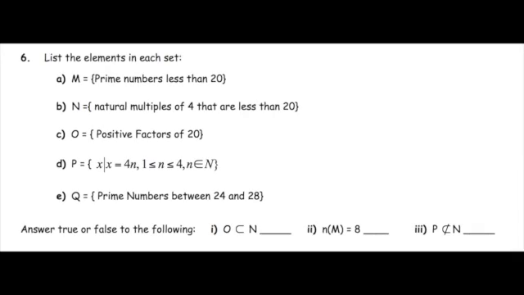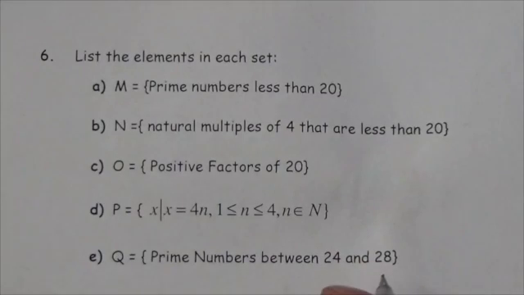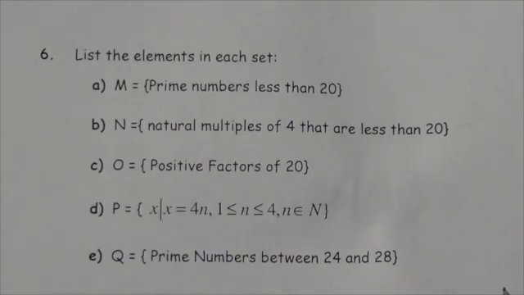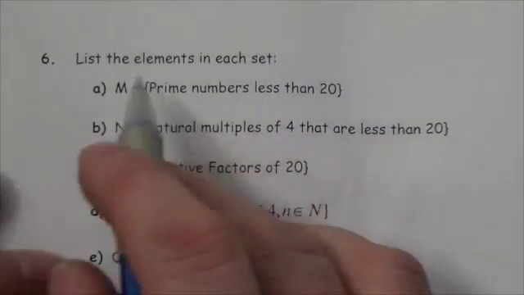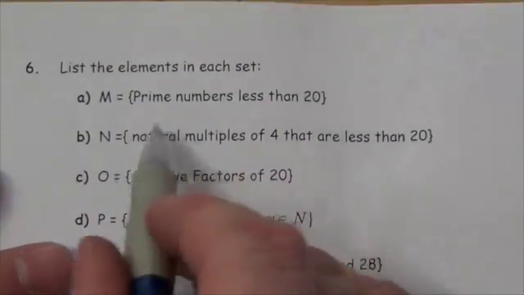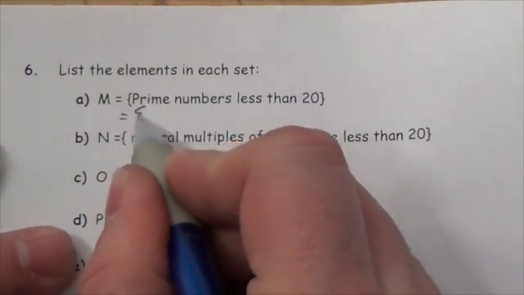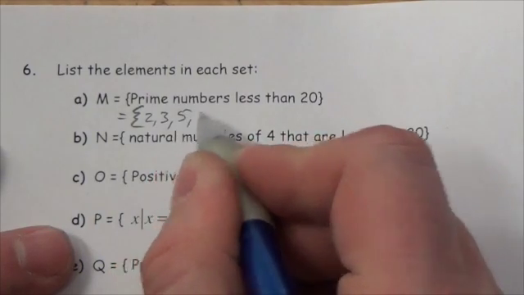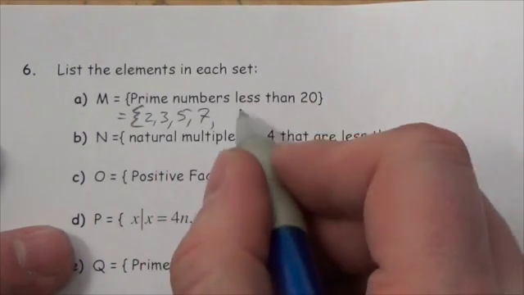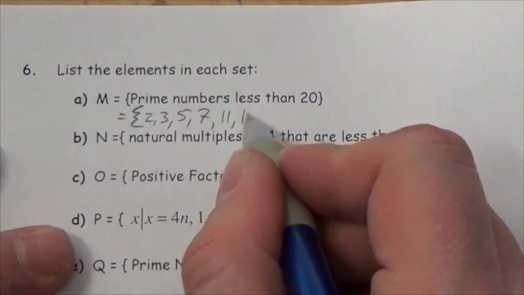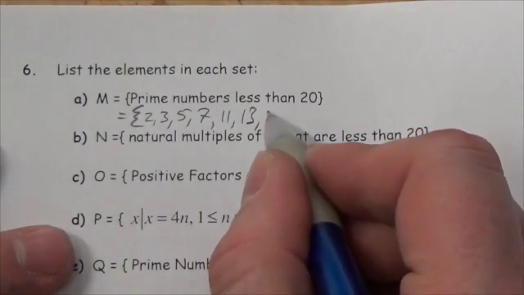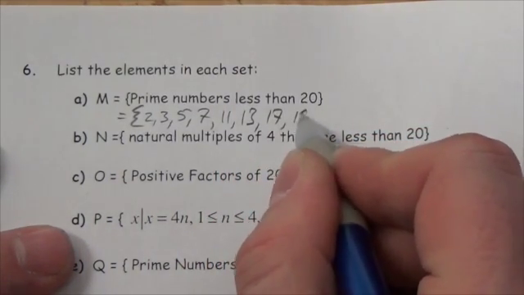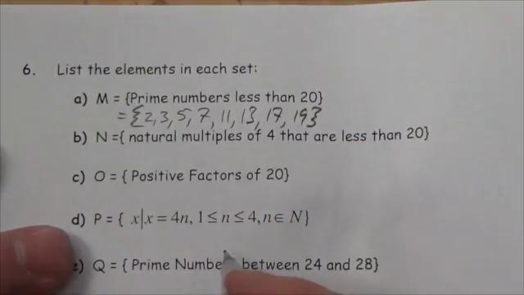Identify the elements in the following sets and then answer the question below. Okay, so in this case we want to identify the sets and then just answer a couple of questions related to those. So list the elements of the sets here. Here we go. Prime numbers less than 20. Okay, that's going to be 2, 3, 5, 7, not 8, not 9, not 10, 11, not 12, 13, not 14, 15, 16, 17, not 18, 19. There they go. Prime numbers less than 20.